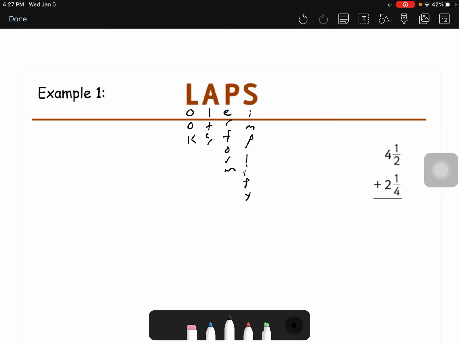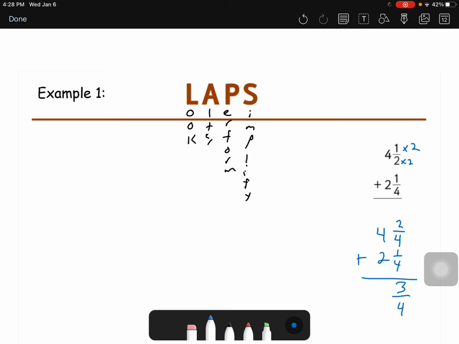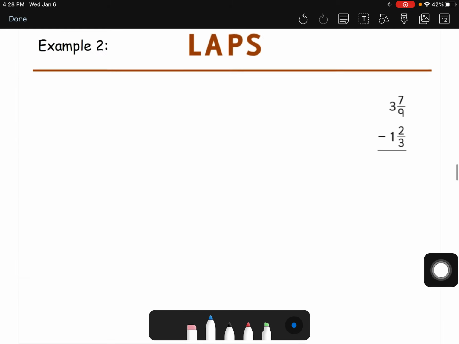Now when I look at this one, I see that it's an addition problem. Okay, so I know I'm going to add, and next thing is alter if you need to, and in this case we do need to because our denominators are different. So to change this 2 into a 4, I'm going to multiply both top and bottom by 2. Okay, so I'm altering it, so the problem is going to change into 4 and 2/4 plus 2 and 1/4. And now I can add them together. So 2/4 plus 1/4 would be 3/4, and 4 plus 2 is 6. So my answer is 6 and 3/4. Then I don't need to simplify because 3/4 does not simplify.